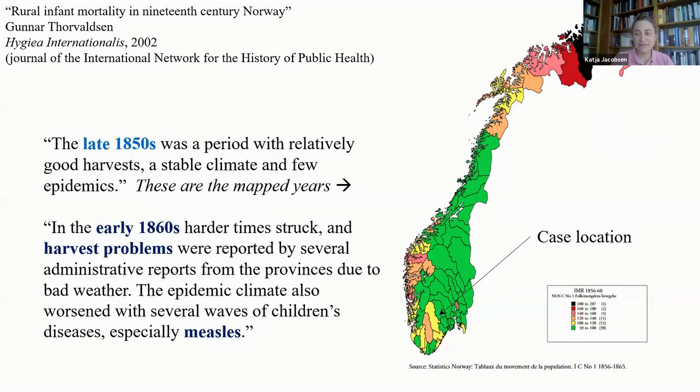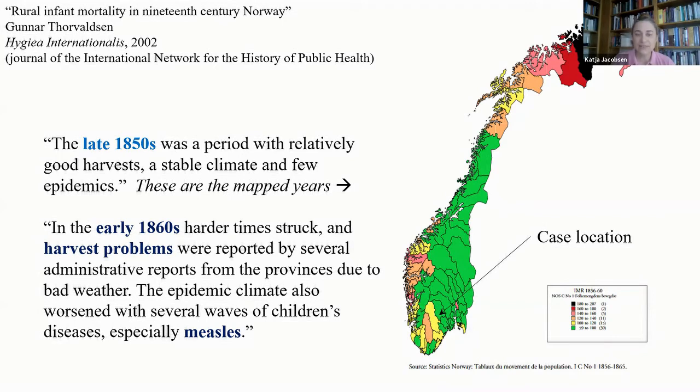So the late 1850s, according to this article, were a period with relatively good harvests, a stable climate, and few epidemics. Stable climate meaning they weren't reporting really bad icy winters, flooding, locusts, or whatever kinds of pestilence could have passed through; it was a fairly stable weather system time. But then it added, in the early 1860s, harder times struck, and harvest problems were reported by several administrative reports from the provinces due to bad weather.